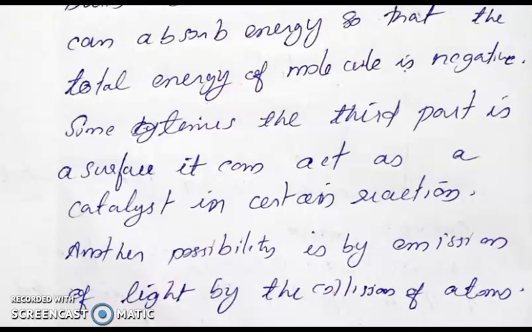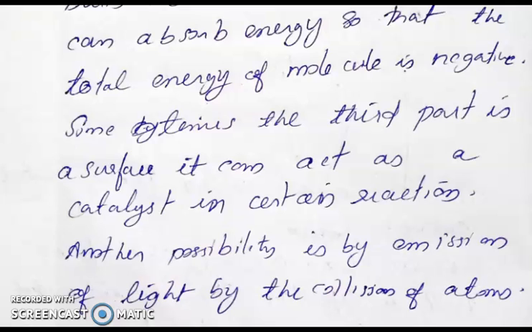So the condition for forming a molecule is that when two atoms collide with a large amount of energy, their total energy should become negative. The possibility is that a third party should be available there. The third party may be another atom, and that atom can take energy from these atoms, the total energy of the atoms becomes negative and they will form a molecule. That is one possibility. And the second possibility is that it may be a surface and it can act as a catalyst.